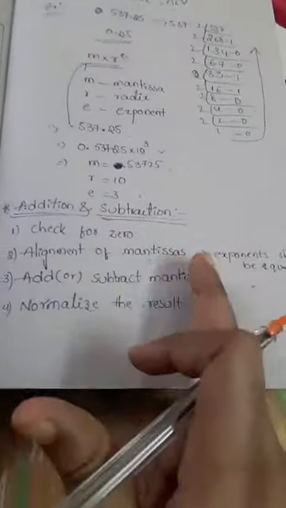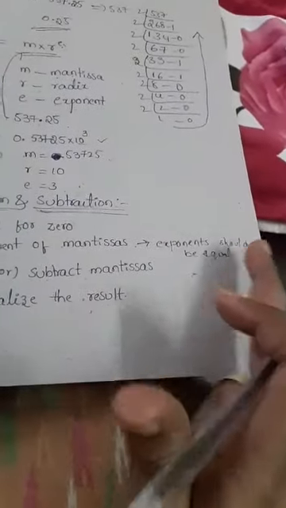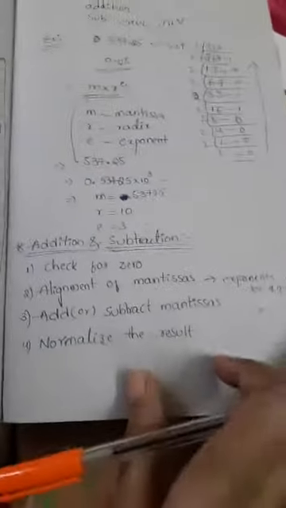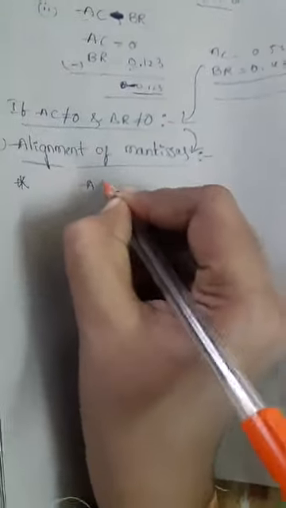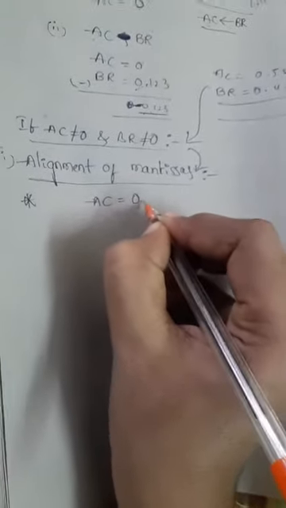Okay, so then we go with the second step. Alignment of mantissas means, how can we align the mantissas? Just now I explained, alignment of mantissas is nothing but the exponents should be equal. That is the logic here. Okay, so let's take two numbers. Let the first number be AC, some fractional part.